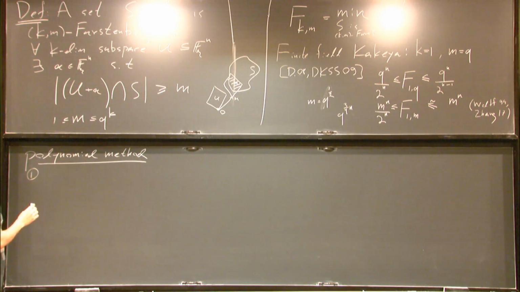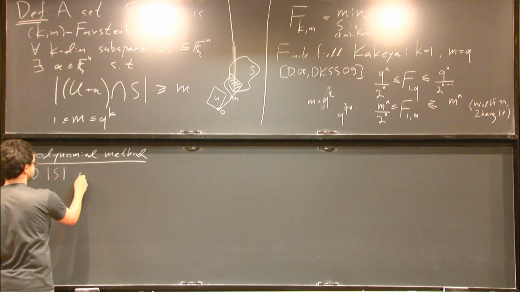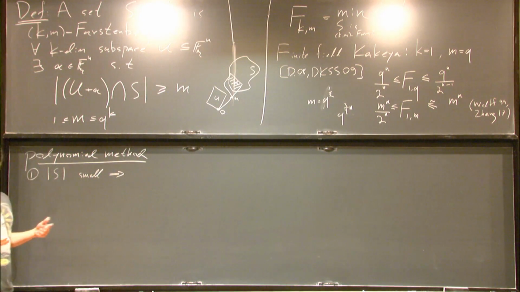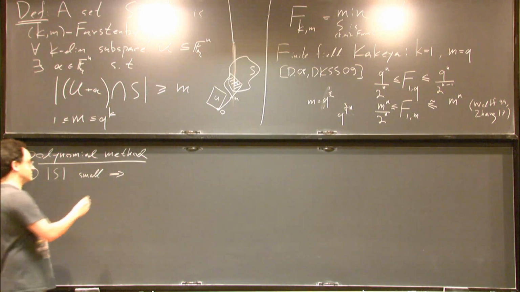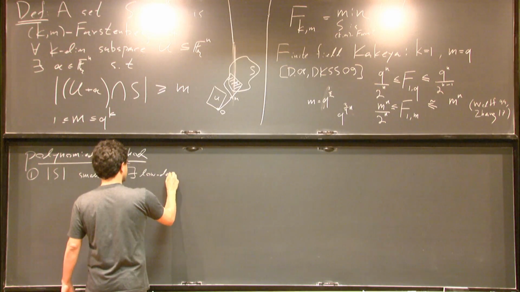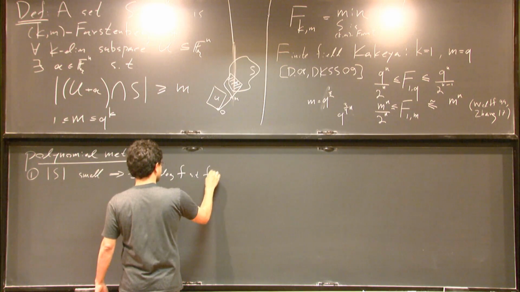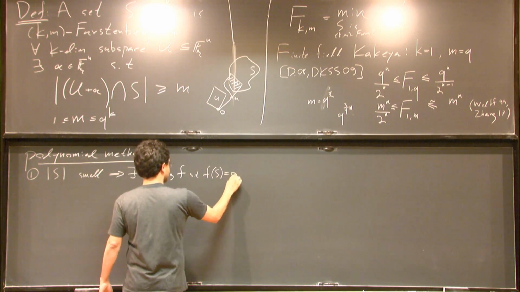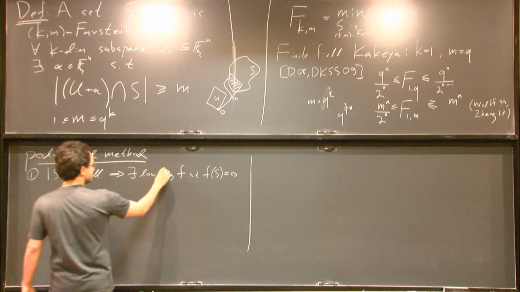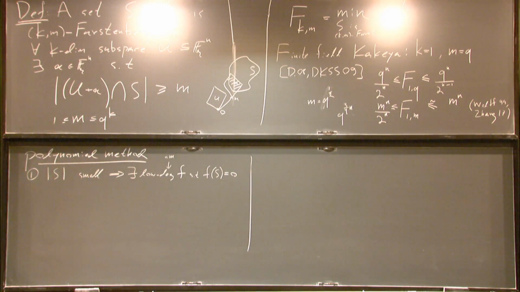The first step is you assume by contradiction that S is small, and you say, okay, if it's small, then there's a polynomial of low degree that vanishes on it. So there exists some low degree polynomial f such that f vanishes at all points in S. And you can get the degree here to be something like, as you expect, less than m.